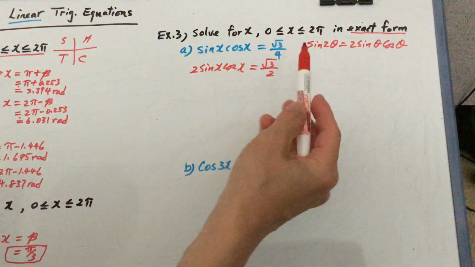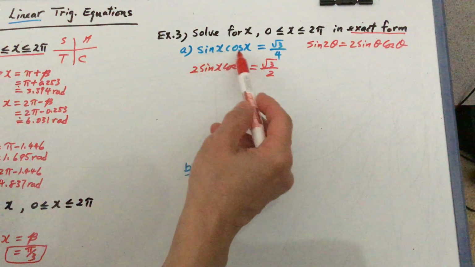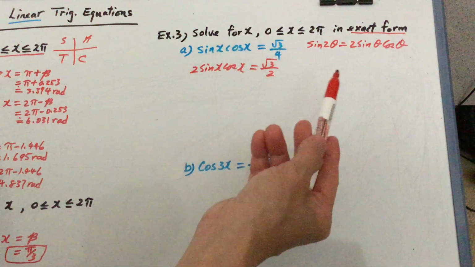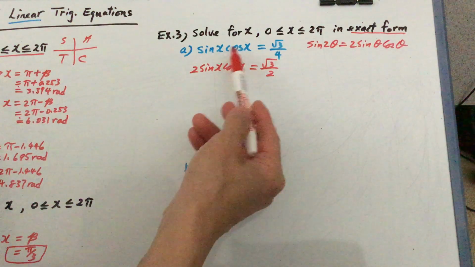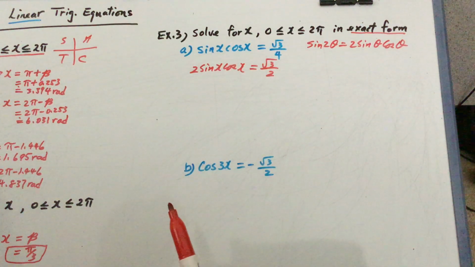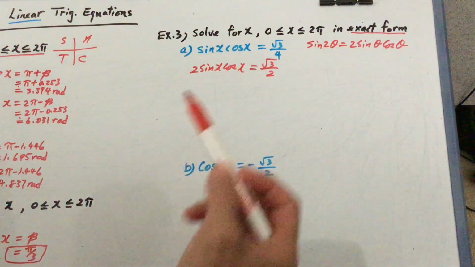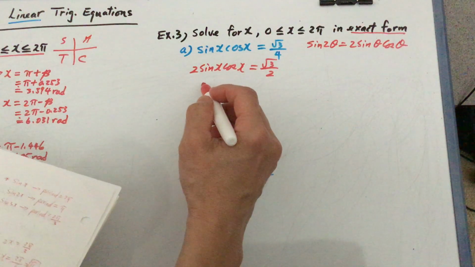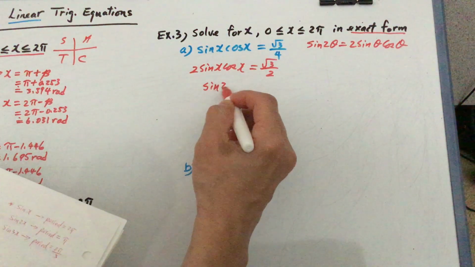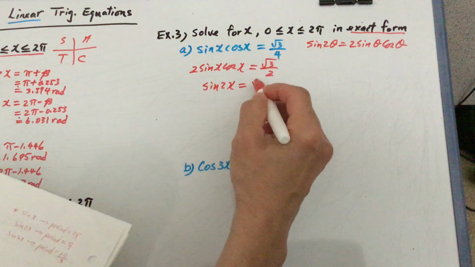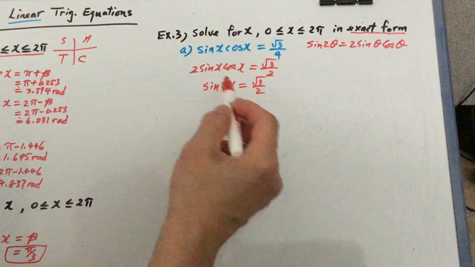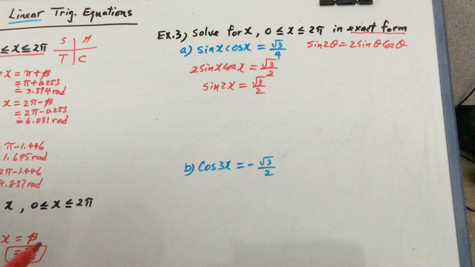I cannot solve when there are more than one variable here. If I isolate the sine x, it won't get me anywhere, and if I isolate the cos x, it won't give me anything either. But the reason I'm using the double angle is so that I can combine this. I can say this is my sine 2x. Now it seems there is only one variable that I have to deal with.